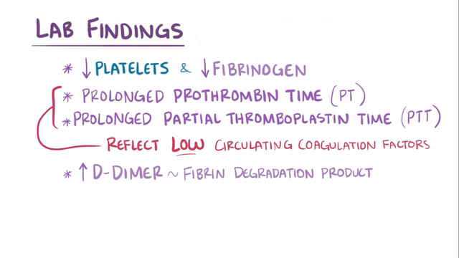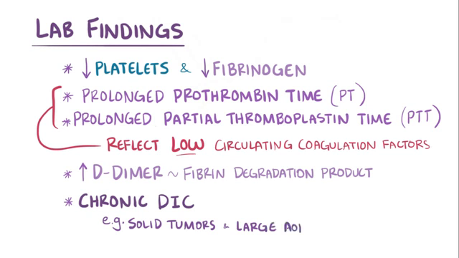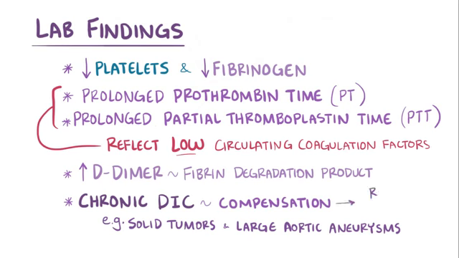Now, it's worth mentioning that in some cases, disseminated intravascular coagulation can be a more chronic process, like in individuals with certain solid tumors and large aortic aneurysms. And in those situations, there might be physiologic compensation, which makes the lab results look relatively normal.